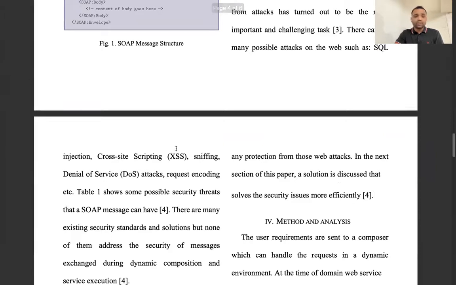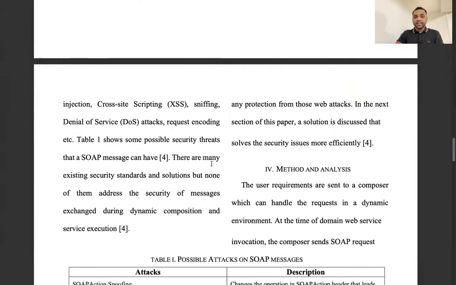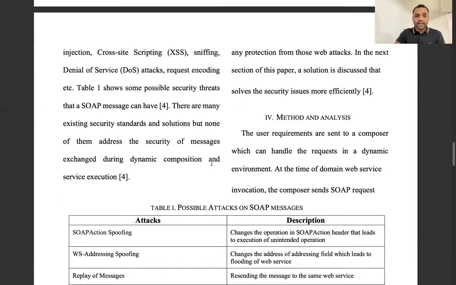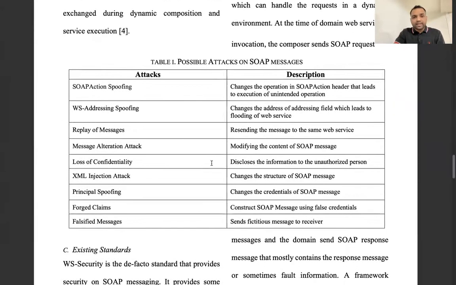So SQL injection, cross-site scripting, which we call XSS, sniffing, and denial of service attacks, and some other attacks named SOAP action spoofing, which actually changes the action header, addressing spoofing, which changes the address of the messages, and message alteration, which actually modifies the original content of the message.